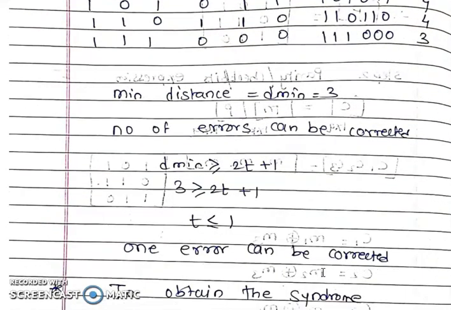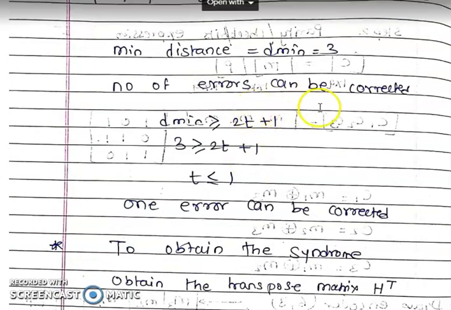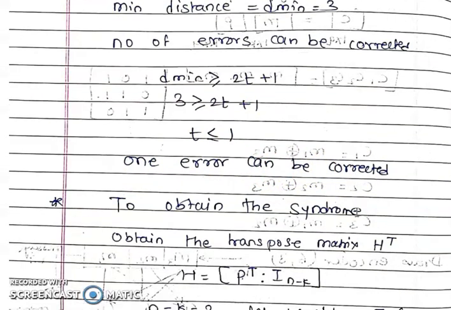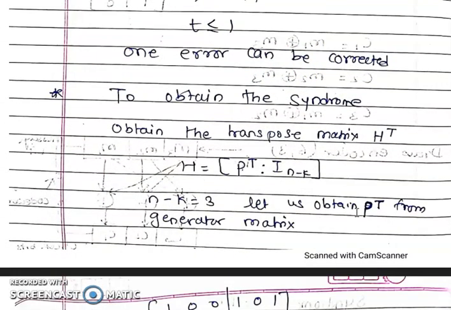Next, we will calculate the number of errors that can be corrected. For that, the formula is D min is greater than or equal to 2t plus 1. We got the value of D min as 3. When we simplify, 3 is greater than or equal to 2t plus 1, so t is greater than or equal to 1. That means it is verified that this particular code can correct one bit, one error, for this given code.